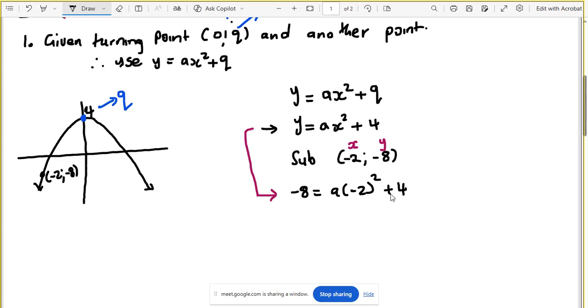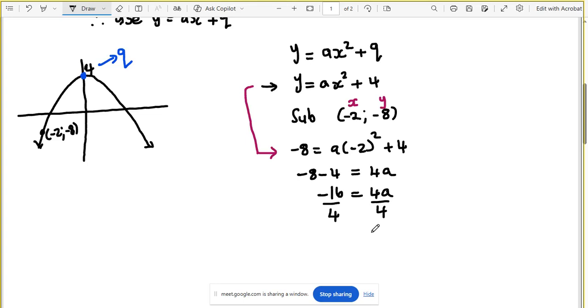Okay, so if you still remember, from this point, the aim is to make a the subject of the formula, bring the 4 this side to be negative. This will be -2 squared, that's 4. So this will be 4a. This will be -16 equated to 4a, making a the subject of the formula. I can divide both sides by 4. So dividing both sides by 4, therefore the value of a is just -4.